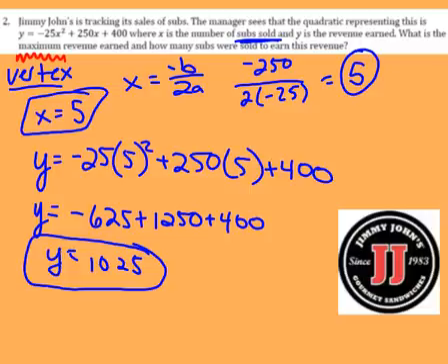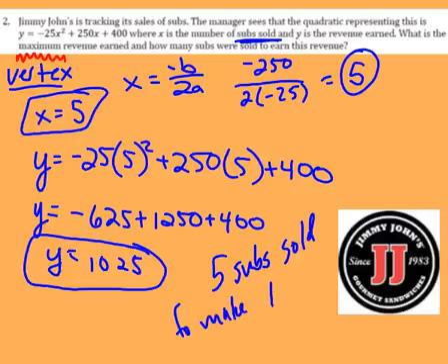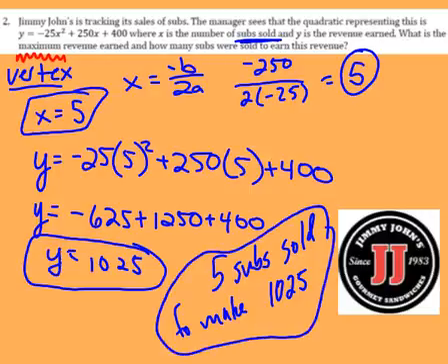So, how many subs are sold to earn this revenue? It doesn't have labels here. I know that it's 5 subs sold to make... I'm just going to write 1025. I don't know if that's thousands or hundreds or what it is, but that would be the answer I would give. Should have labels. That would be a better problem.